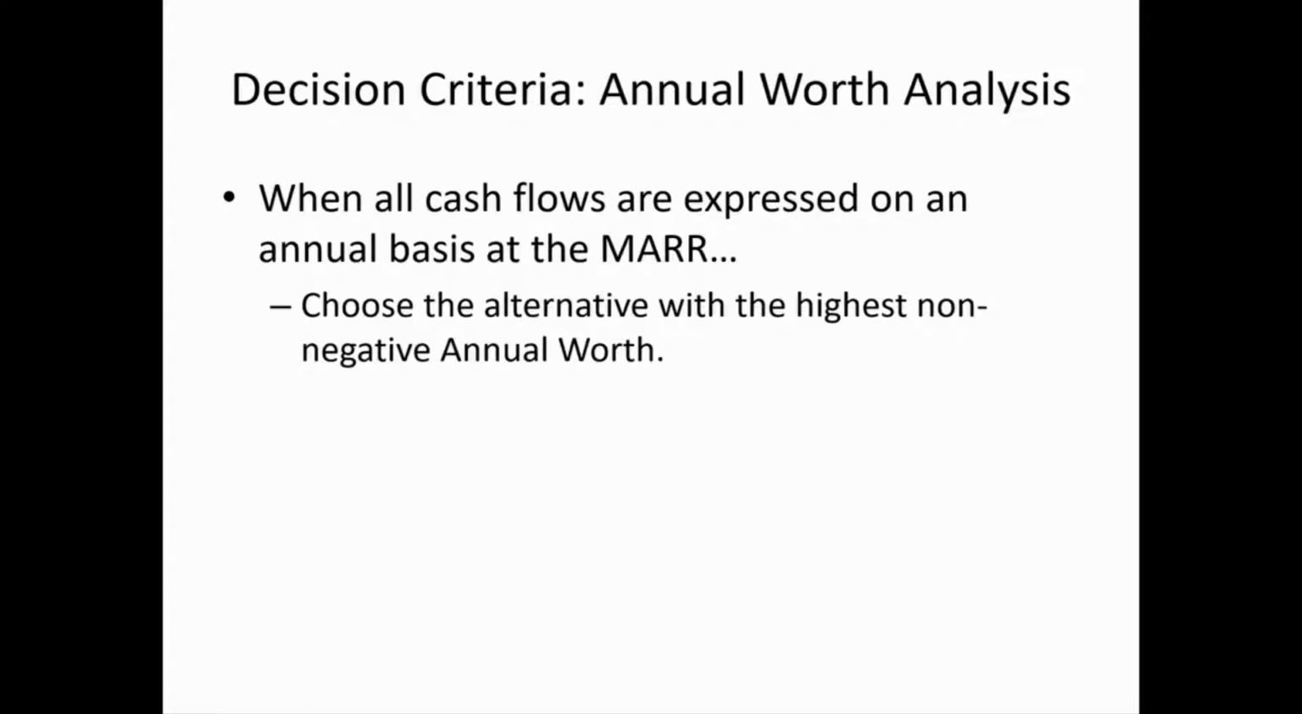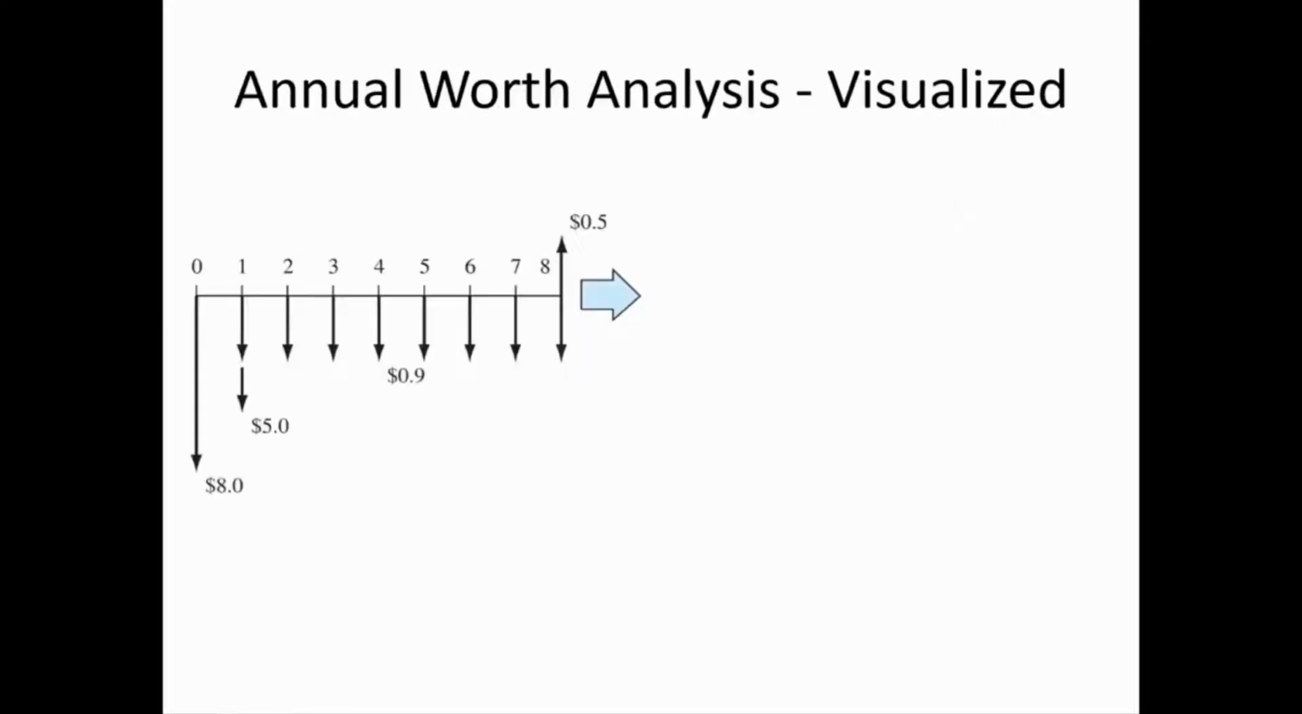And so there's going to be two options. You'll find the annual worth of both alternatives, and then you pick the one that's the most positive. So if they're both negative, then that would mean reject both alternatives and do nothing. But if one of them is positive or both of them are positive, then you choose the largest of the two.